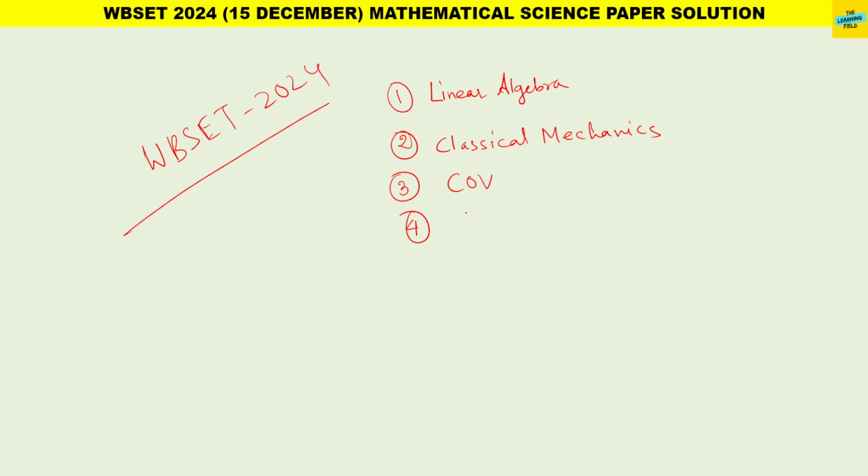We are going to solve the West Bengal SET 2024 question paper of mathematical science, and this is the first video of solutions of West Bengal SET 2024. In this lecture we will cover linear algebra, number 2, applied portion, classical mechanics, number 3 calculus of variations, and number 4 integral equation. These 4 topics we cover in this video. Fine. So let's start to solve the questions.